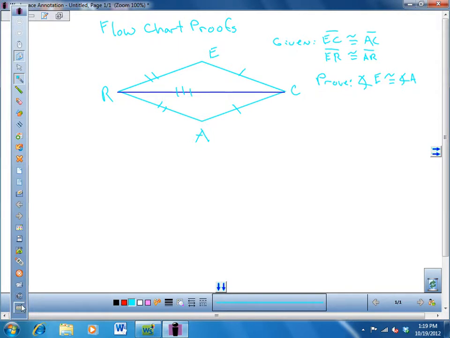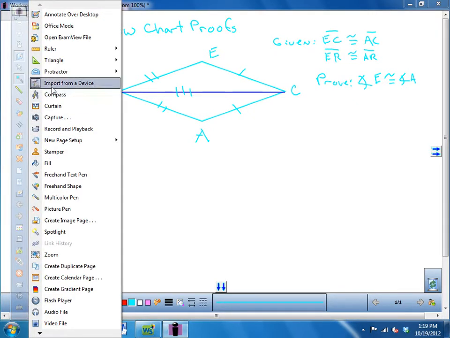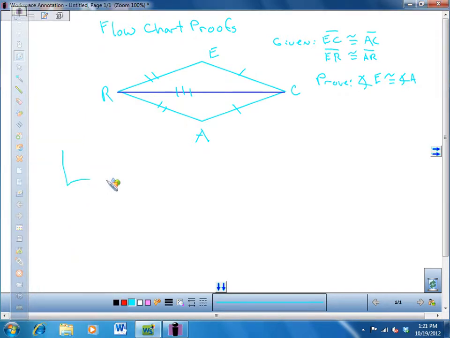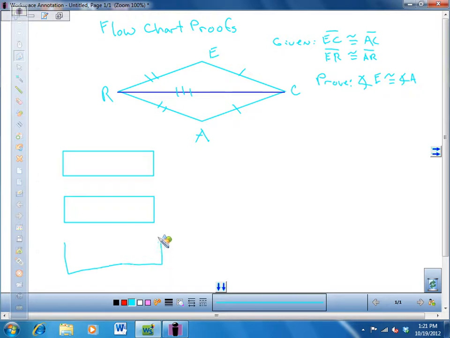Where's that freehand shape tool? Freehand shape. Okay, so I'm going to try to make a rectangle. Oh, look at that. I'm going to try to make another rectangle, and then another rectangle. Look how nice. Isn't that amazing? Well, that's not nice. Okay? Whoa. Okay.